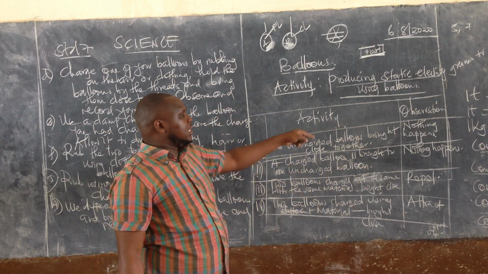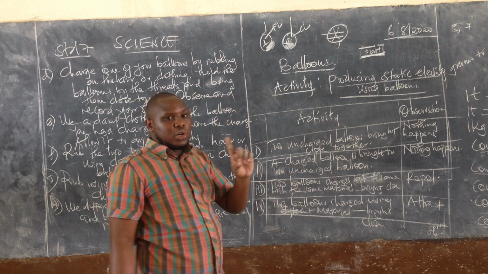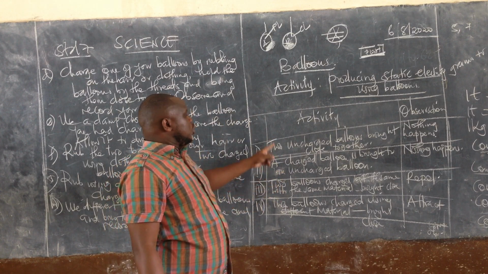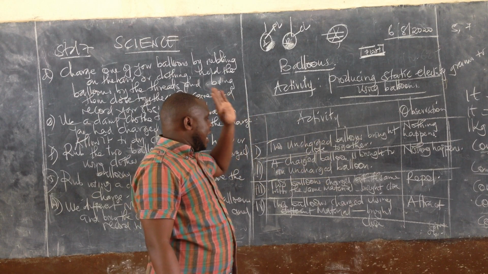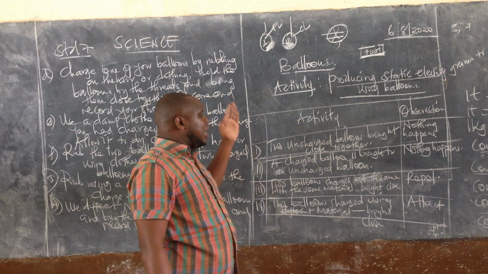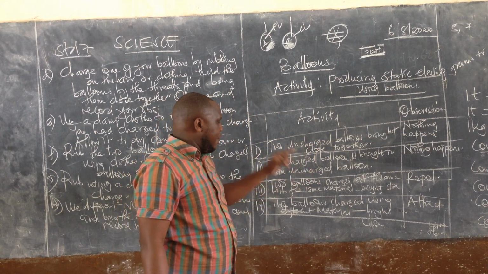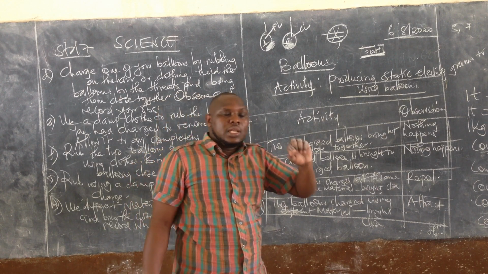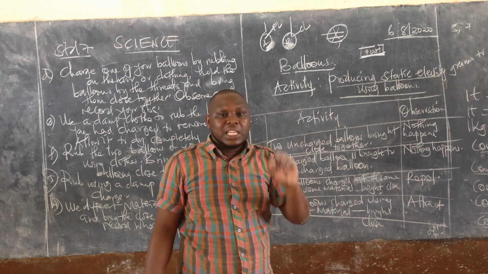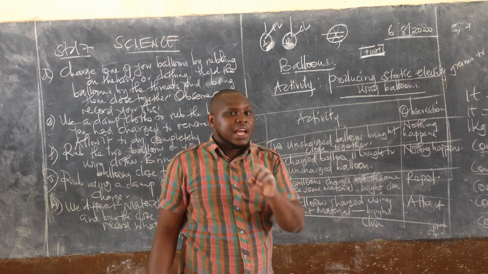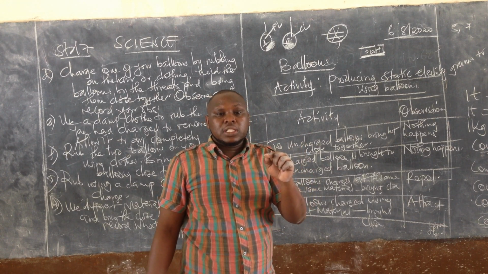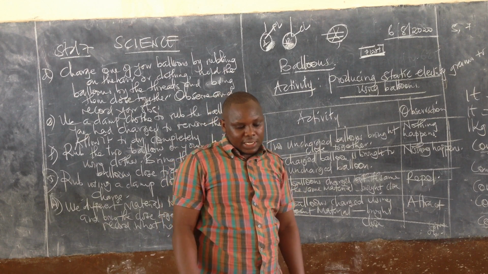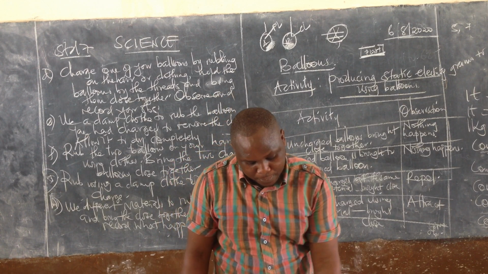Very, very important to look at these observations because this is a question in the exam. Two uncharged balloons brought close together, nothing happens. A charged balloon is brought to an uncharged balloon, nothing happens. Two balloons charged at the same time using the same material, they are going to repel. And lastly, two balloons charged using different materials, they are going to attract one another.